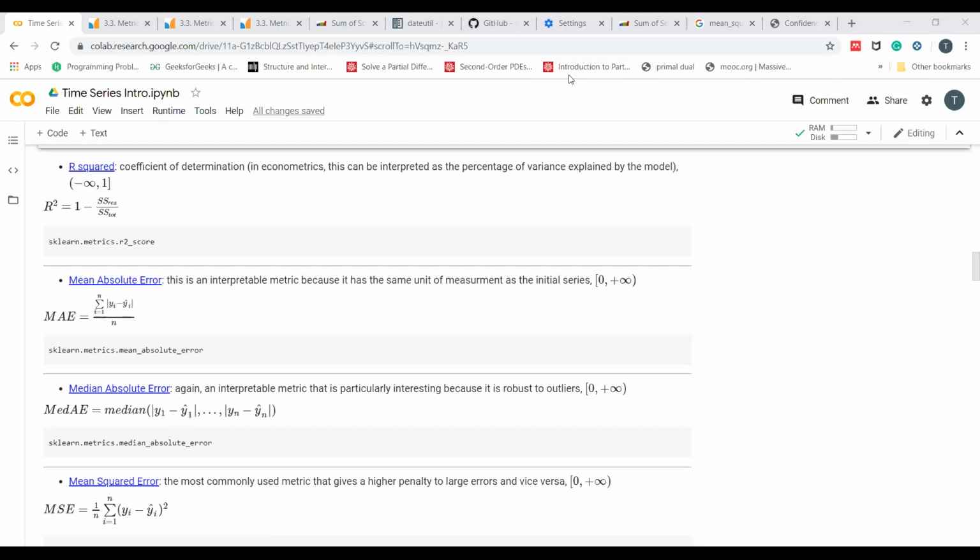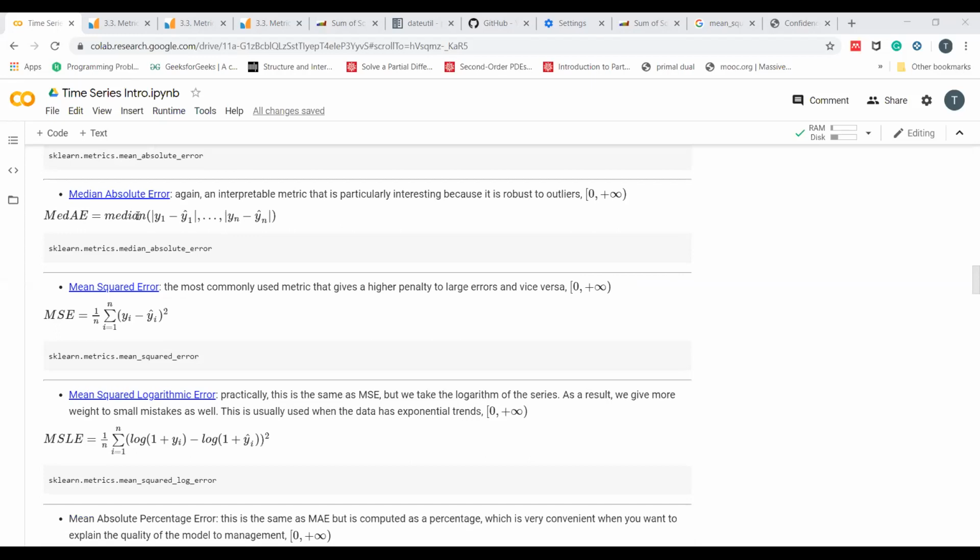How much y can be explained by x? Oh, okay, no problem. So for the mean absolute error, it's just the sum of the absolute value of the difference between the actual value minus the predicted value. Sorry.